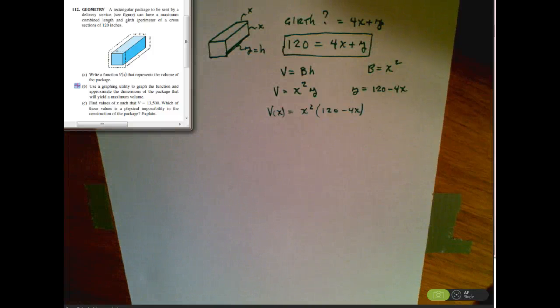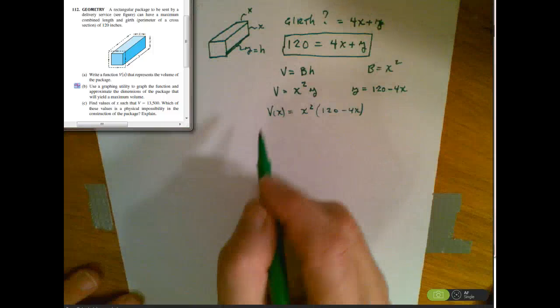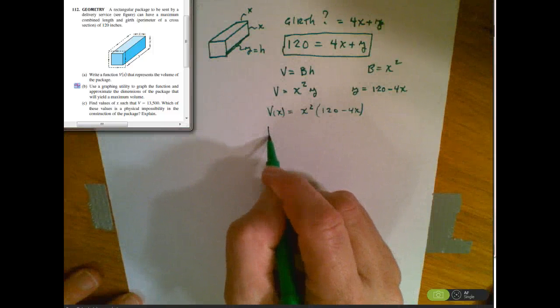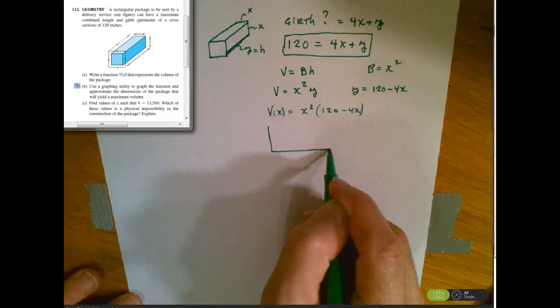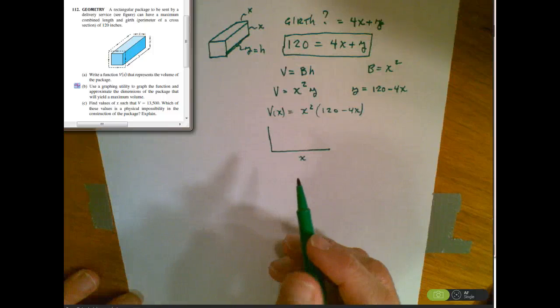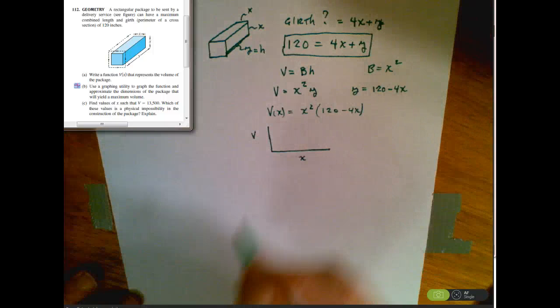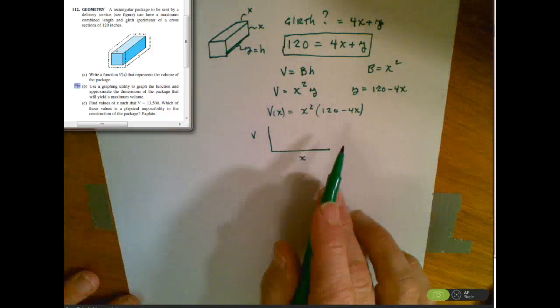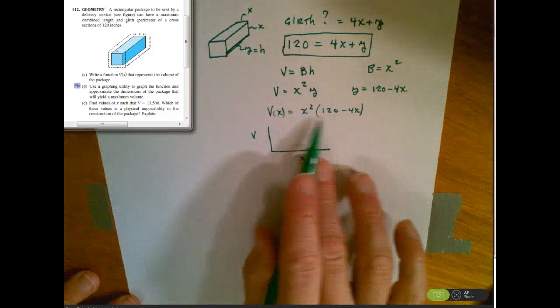The next part of the problem says using a graphing utility to graph the function and approximate the dimensions of the package that will yield a maximum volume. Maximum volume. So really what we want to determine is what this function is going to look like. This is going to be x, my input variable, which is one of the sides of my base, and the volume is going to be my output. Well, I know that if x is 0, the volume will be 0.